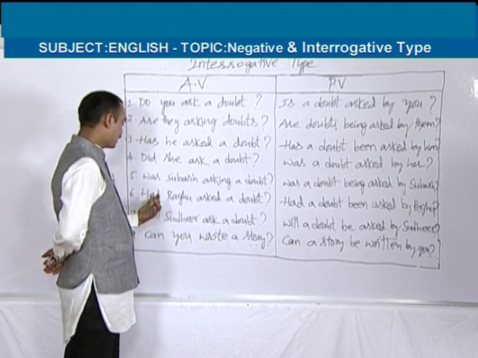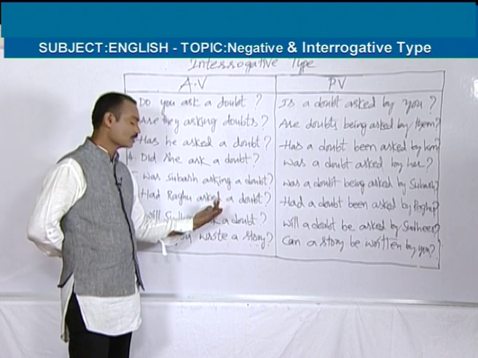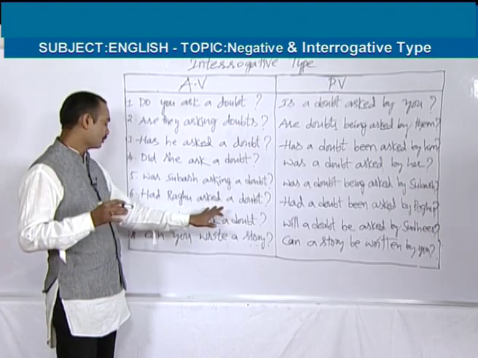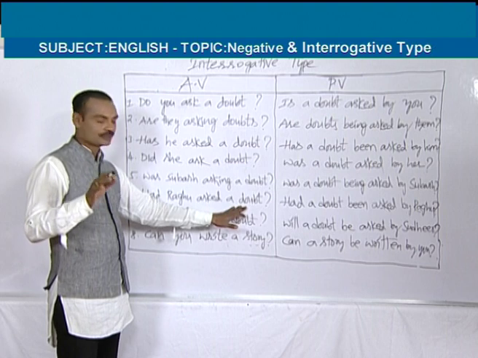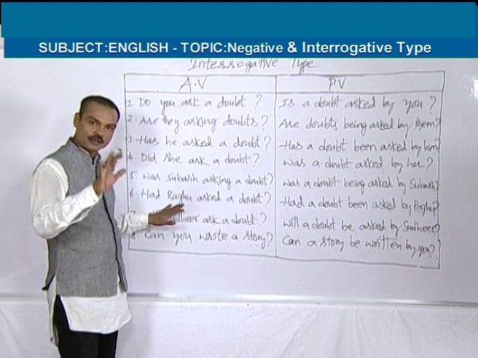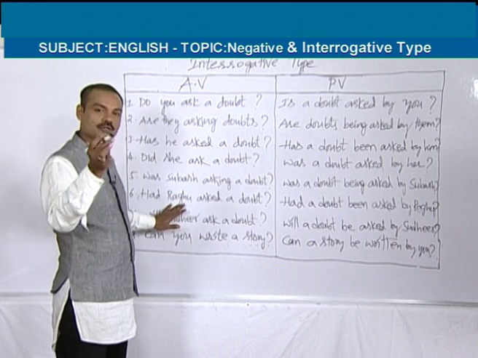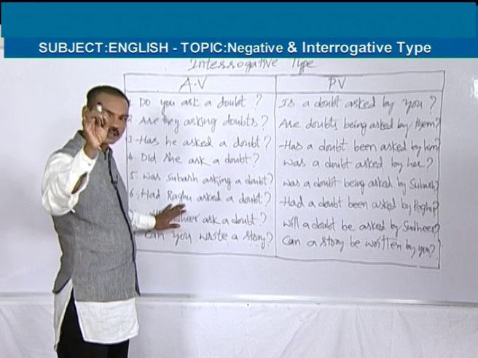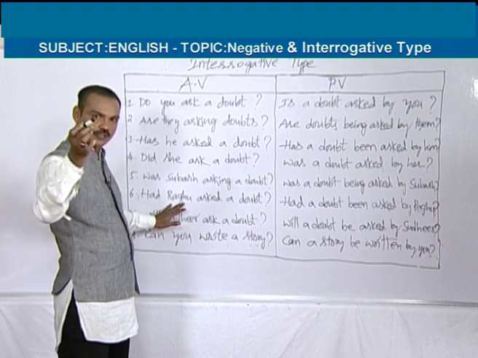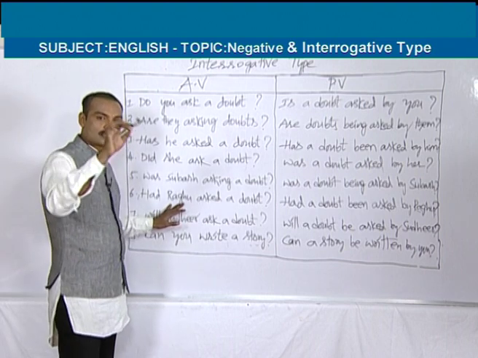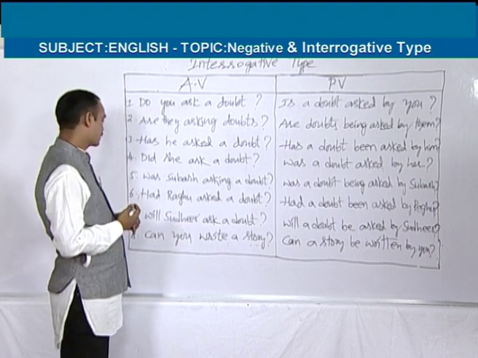So in this sentence, had is there and the main verb is in the third form. Had Raghu asked a doubt? This is from past perfect tense. How can you find out it is from past perfect tense? Friends, when you find had and the third form of the verb in one sentence, you can think that the sentence is from past perfect tense.